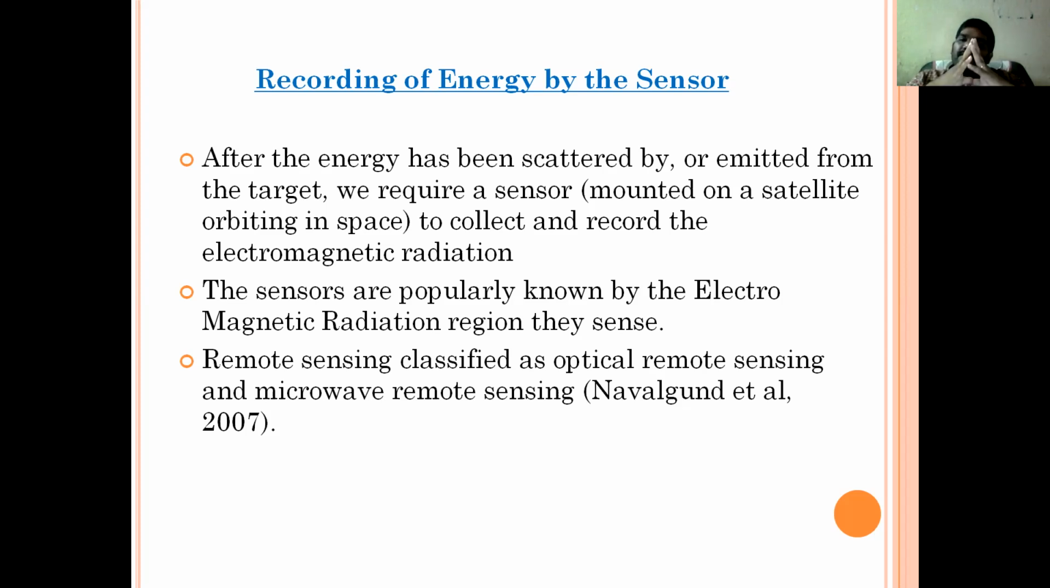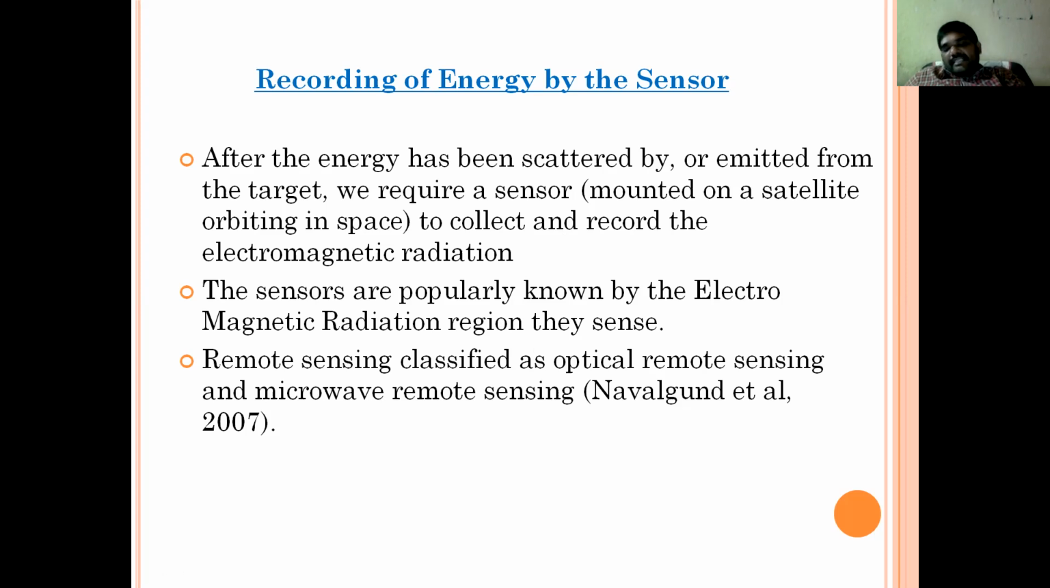See here, the recording of energy by the sensor. Recording of energy is always influenced by atmospheric conditions also. This is the third component of what? Remote sensing, the basic components of remote sensing. See, you have seen here, after the energy has been scattered or emitted by the target, we require a sensor to collect and record the electromagnetic radiation. Just I am trying to read here what you are reading through your online classes. Of course, we just explained the sensors are popularly known by the electromagnetic radiation region they sense.